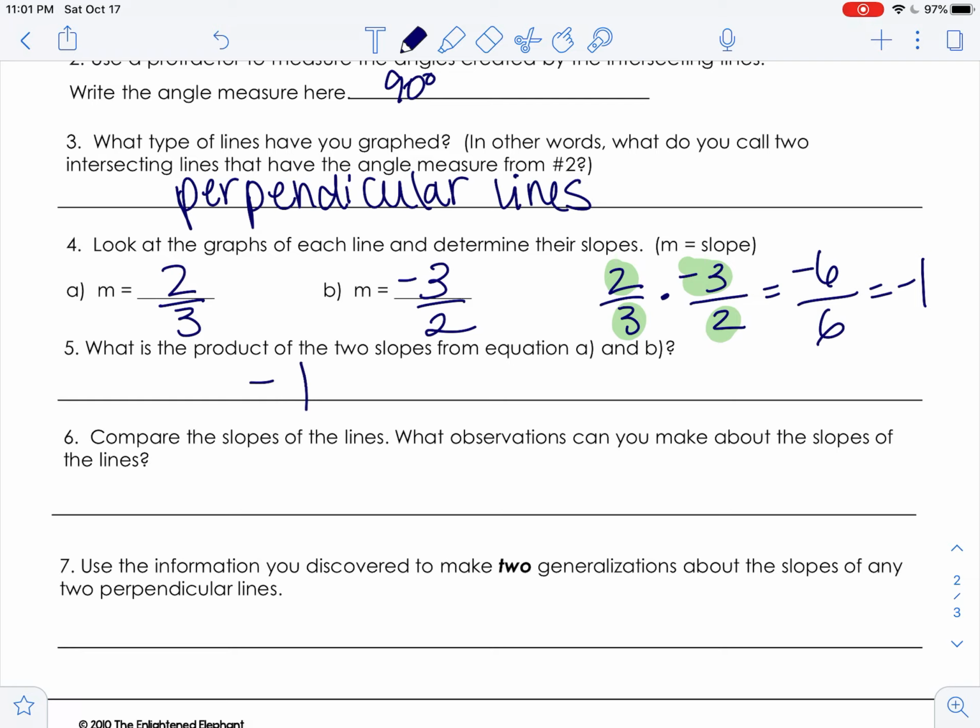Now it says compare the lines. What observations can you make about the slopes of the lines? Well, they're different, right? They are not the same. One is positive.